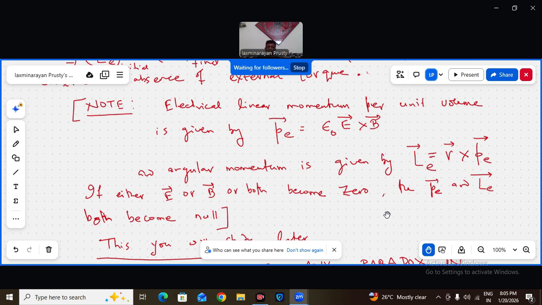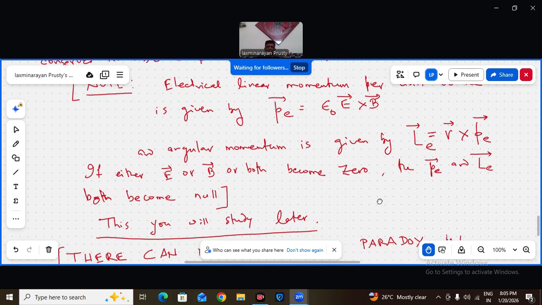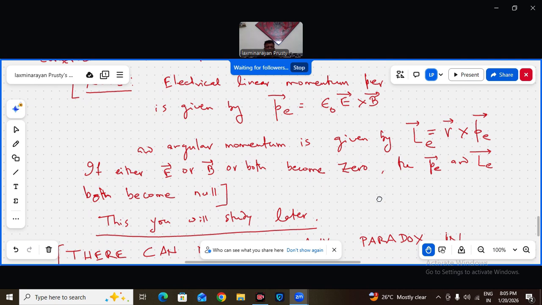But in this situation, initially B and E both were present. B was due to the steady current flowing in the coil, and E due to the charge stuck. Both were there. So initially angular momentum was there with respect to a point on the axis from where R is measured, but Lm was 0, no mechanical angular momentum. But when B becomes 0, because the current becomes 0 due to the fuse blowing, then this Pe and Le both become 0, but angular momentum has to remain conserved. There is no external torque, so it gets transferred as Lm.